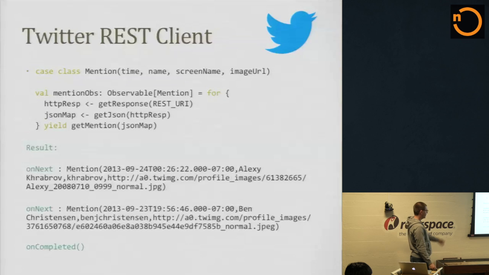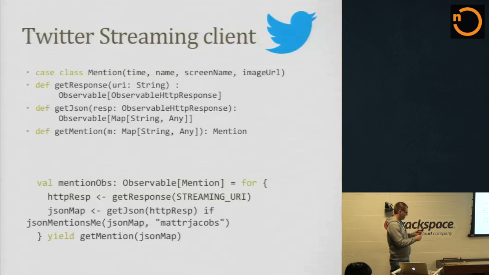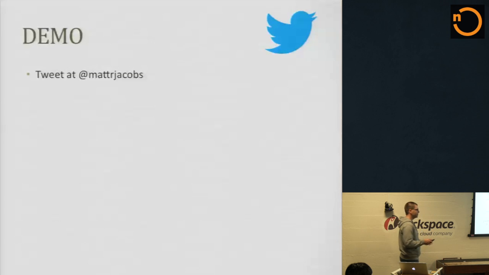So when I ran this before I showed up, Alexi and Bin happen to be the two most recent. And so I get two onNext and an onCompleted, as you expect. The really interesting thing is that for the streaming infinite HTTP call, the code looks exactly the same because we're using the same abstraction.